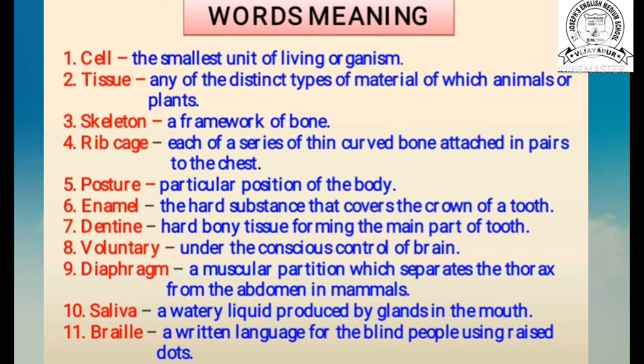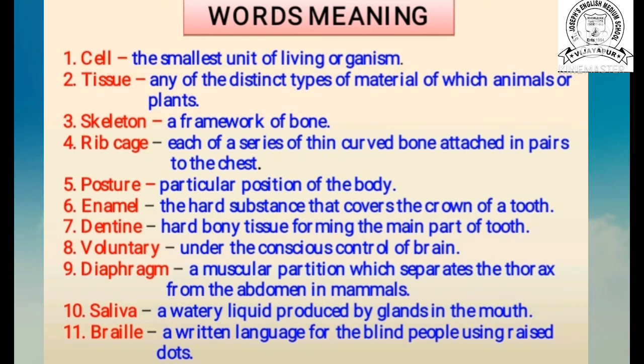How many bones? 206. Fourth one, rib cage. Each of the series of thin curved bones attached in pairs to the chest. There are 12 pairs of bones to the chest. These are called the rib cage. And the rib cage is one of the parts of the skeletal system which can protect delicate organs like the heart and lungs. Now the fifth one is posture.